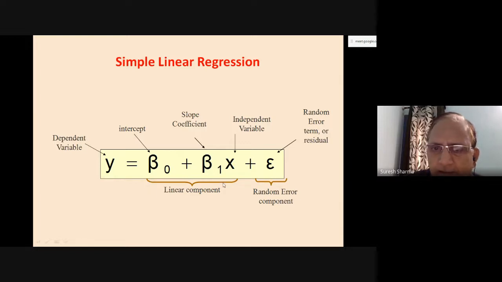So this forms the linear component which we studied in our 10th class: y is equal to mx plus c. But there we were not including error because we were talking about a straight line. If all the points are on the straight line, there is no error then. Now, what do you mean by this error?